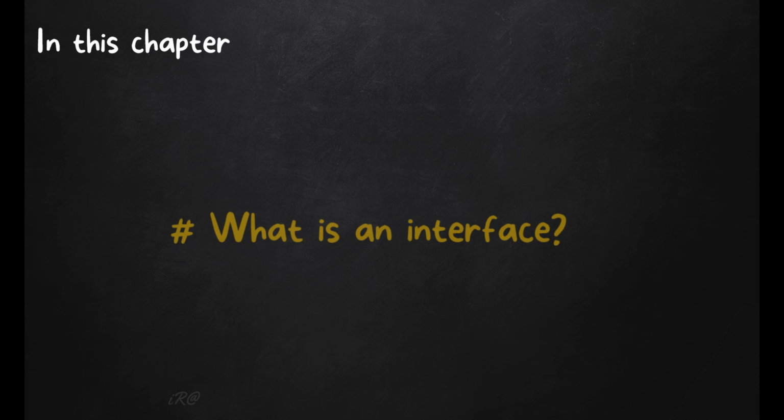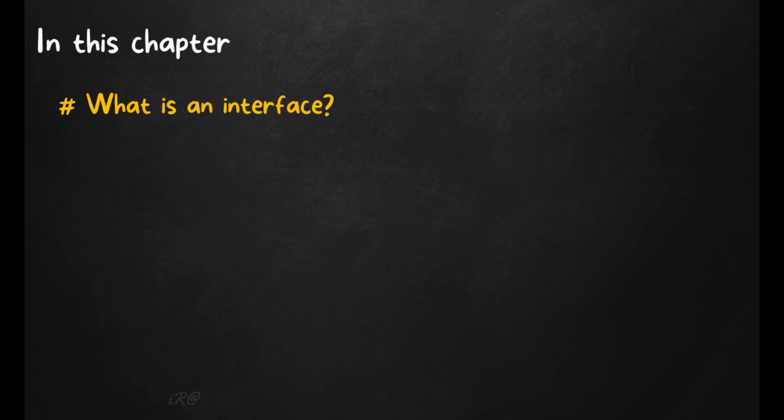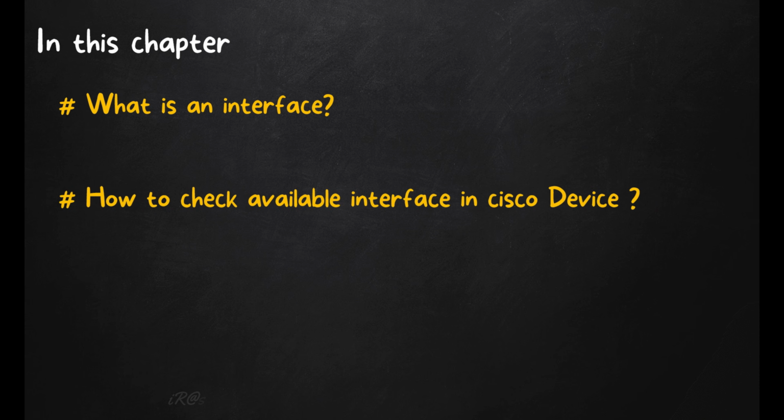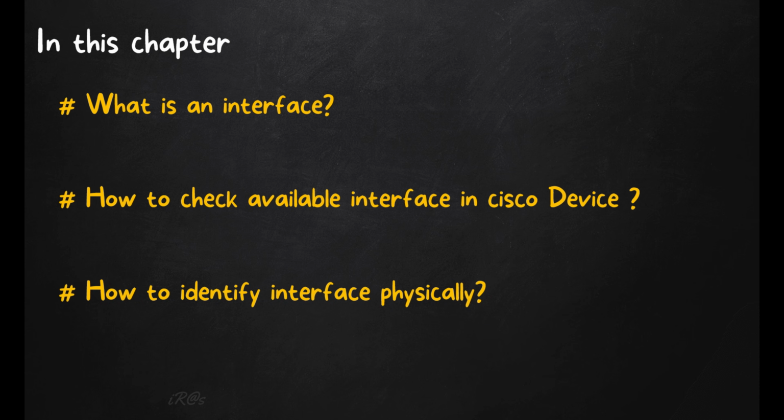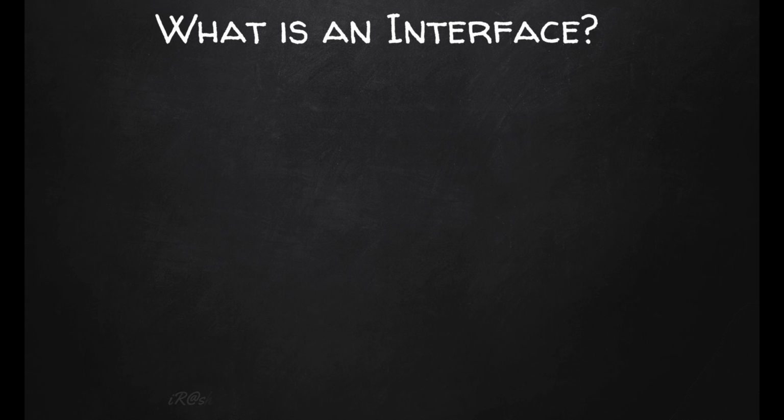In this chapter, we will understand what an interface is. Then we will see how to check the available interfaces in a Cisco device. Then we will see how to identify the interface physically on a Cisco device. So before we talk about how to identify the interface, first we need to understand what the interface is.